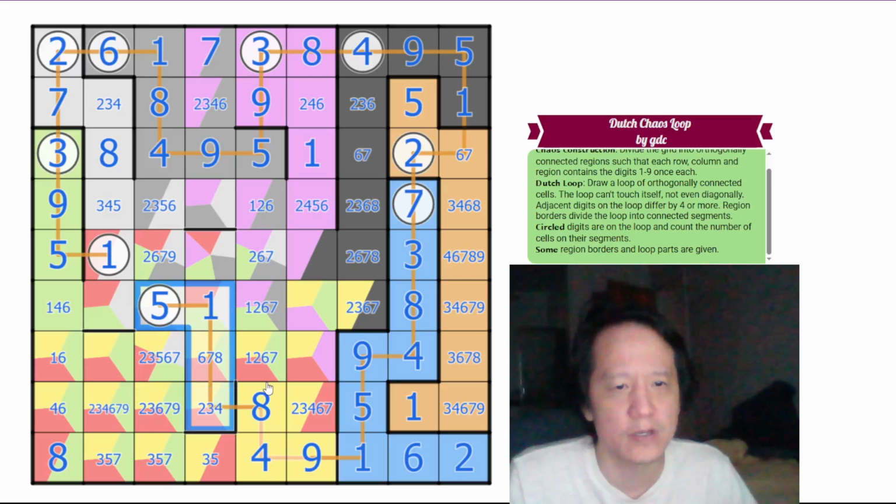Can't be pink. Can't be light. So it's medium gray. So this is green or red, guaranteed. This cannot be green because we have a 5 in green. So this has to be the red region. So this is red, which means this cannot be red. That's yellow.